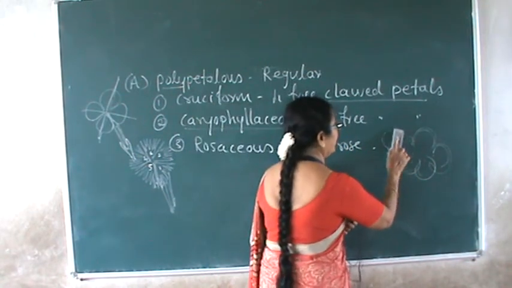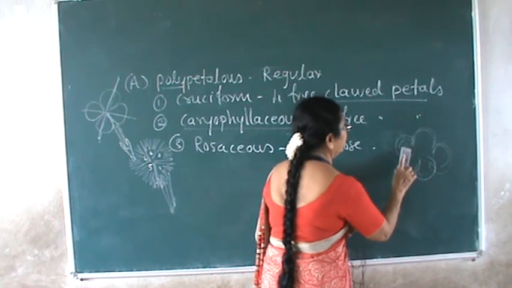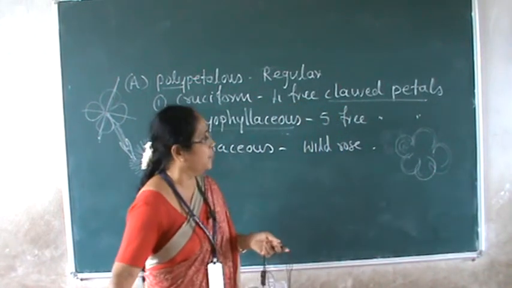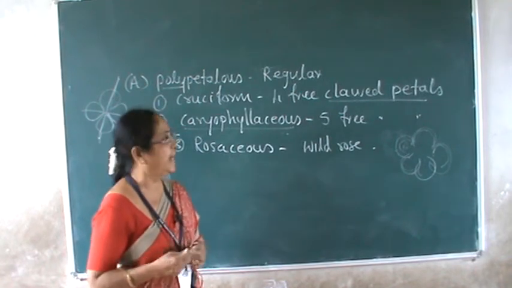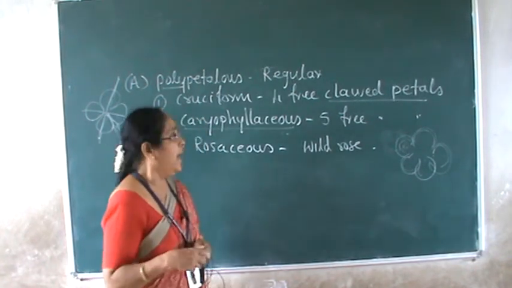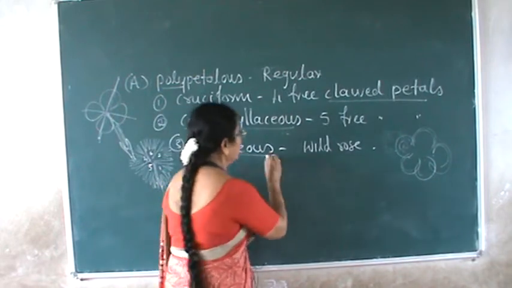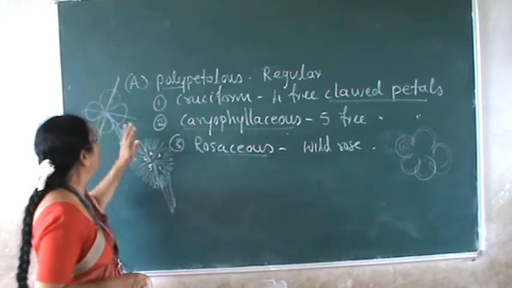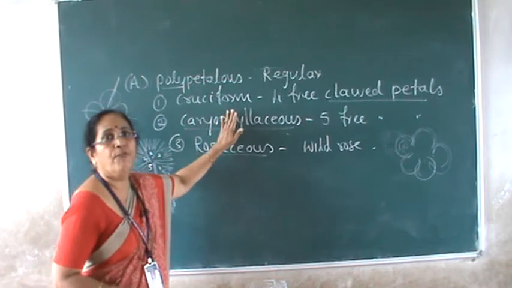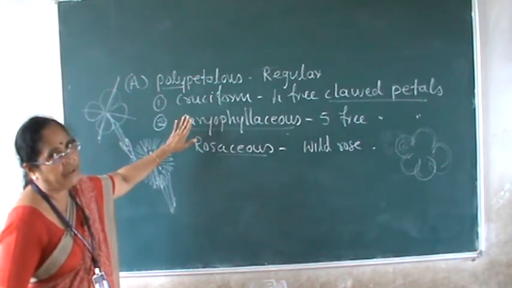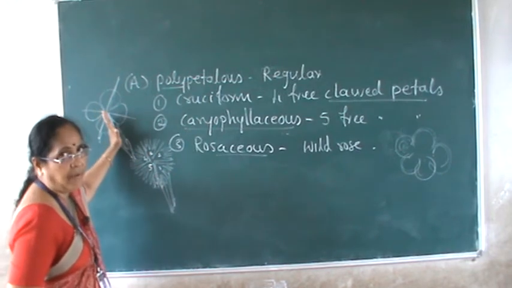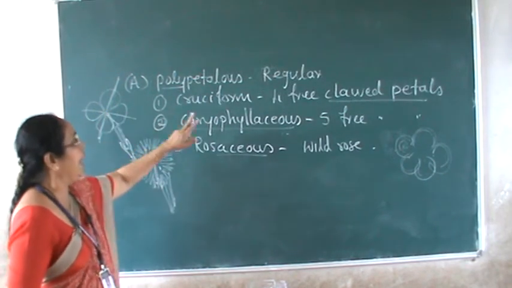So they spread in the outer direction, and it is an open, very good looking flower in case of rosaceae, but extremely small limb claw is present in every petal, and in that case it is to be called as rosaceous shape of the corolla. In all these 3, cruciform, 4 free clawed petals, and the petals are diagonally placed like the arms of a cross, and it is an actinomorphic flower also, cruciform shape.